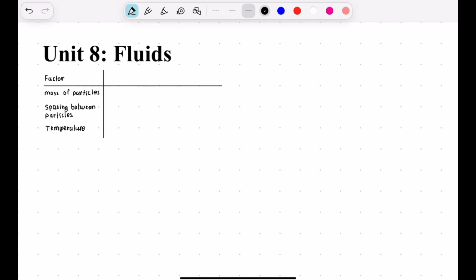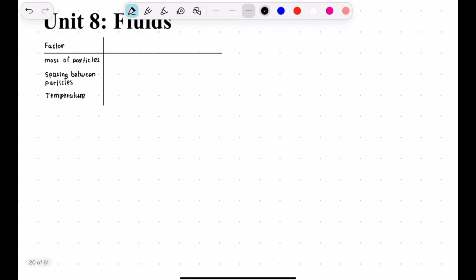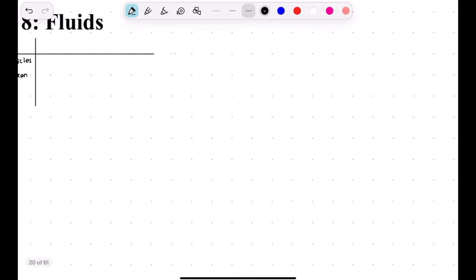Hi, in this video, we'll be going over Unit 8 of AP Physics 1. So, first, let's establish some definitions for internal structure and density. What is this unit really about?